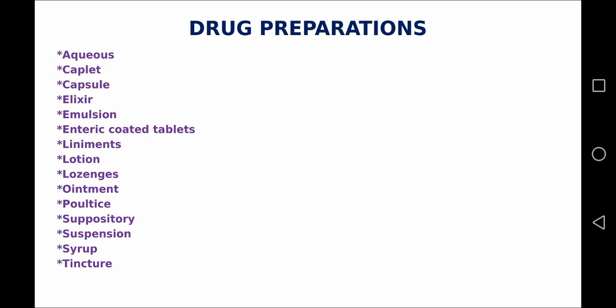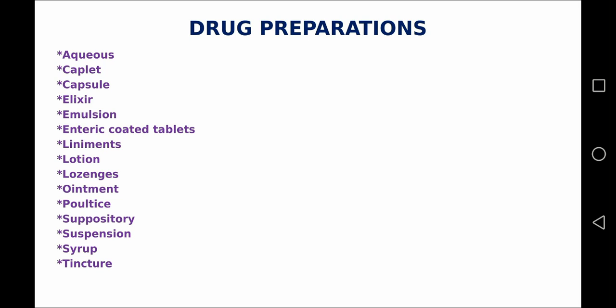Next is poultice. These are soft, moist preparations that supply moist heat to the body. Next is suppository. These are drugs mixed in a firm base and shaped for insertion into the body cavities such as rectum, vagina, etc.